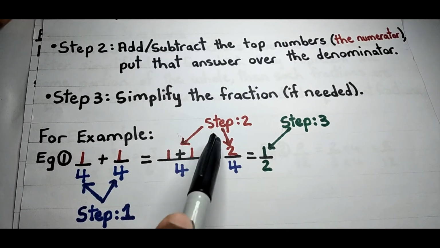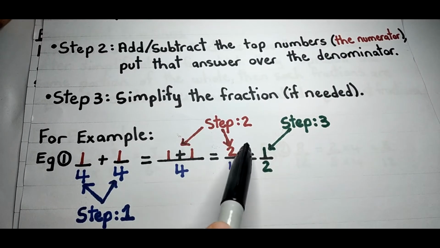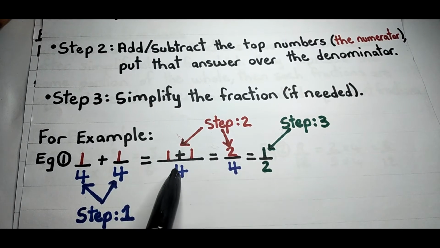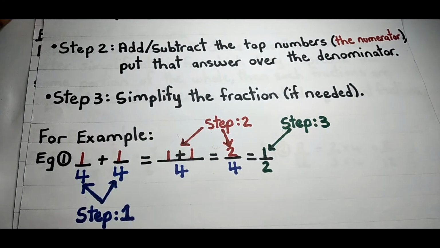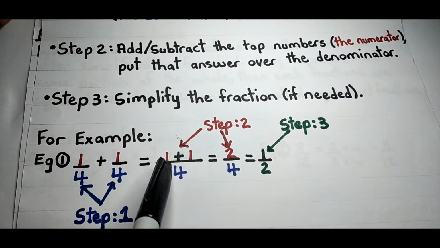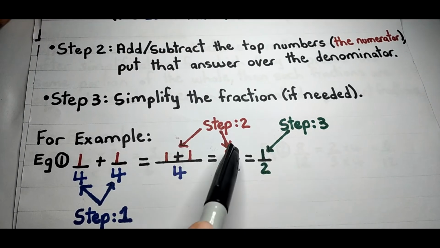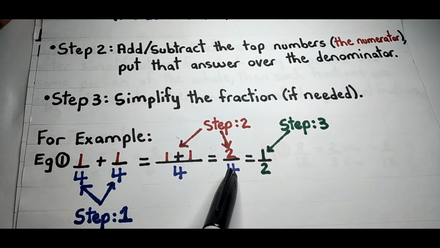So 1 plus 1, this is step 2. And this will give us 1 plus 1 is 2 over the common denominator, which is 4. So we add the numerators once the denominators are the same, and keep the common denominator.